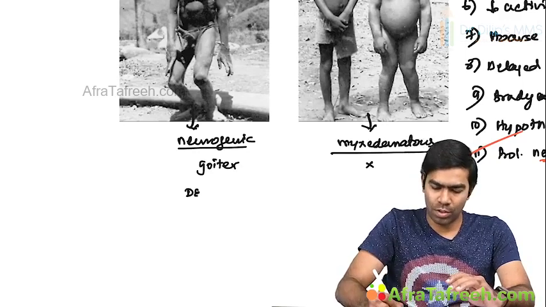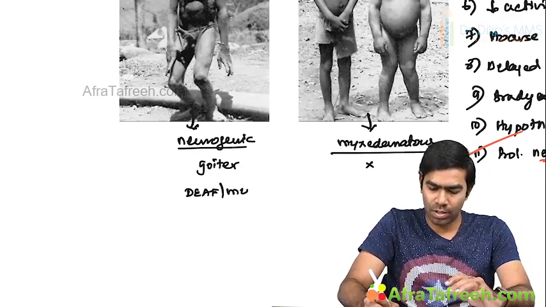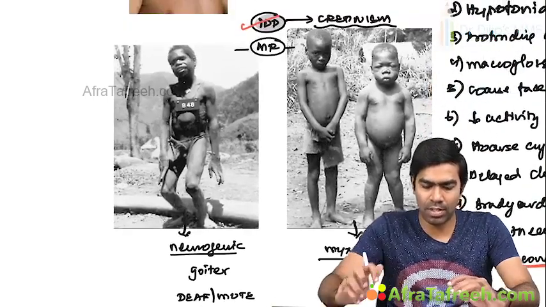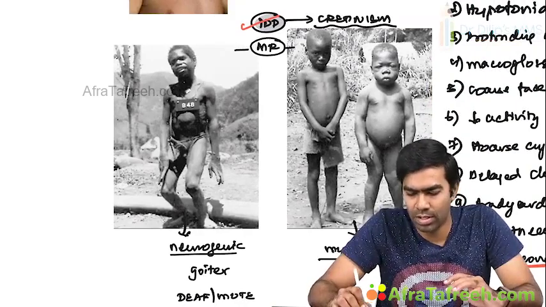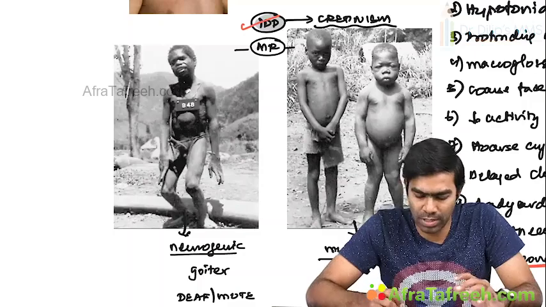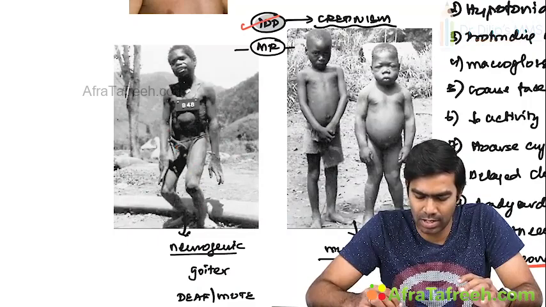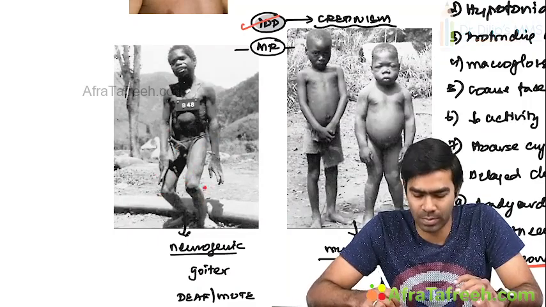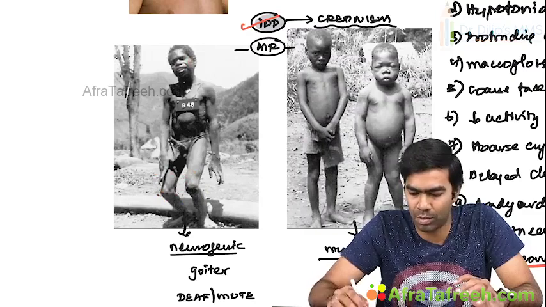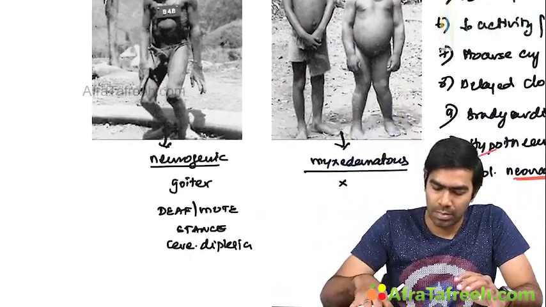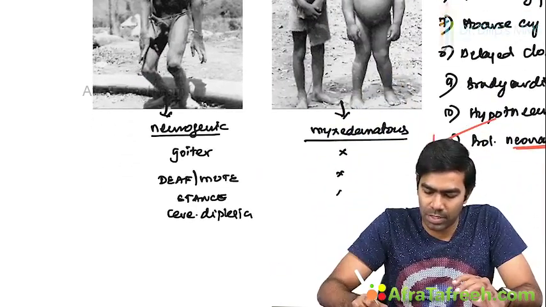And neurogenic forms, usually they'll be deaf and mute, and they'll have a characteristic stance, and they'll have cerebral diplegia and spasticity. You can see by the image over here, they have goiter. At the same time, you can see they have a characteristic stance, how they stand. And they will be spastic with cerebral diplegia. At the same time, they'll be deaf and mute. They cannot hear and they cannot talk. But all these things will not be seen in myxedematous forms.